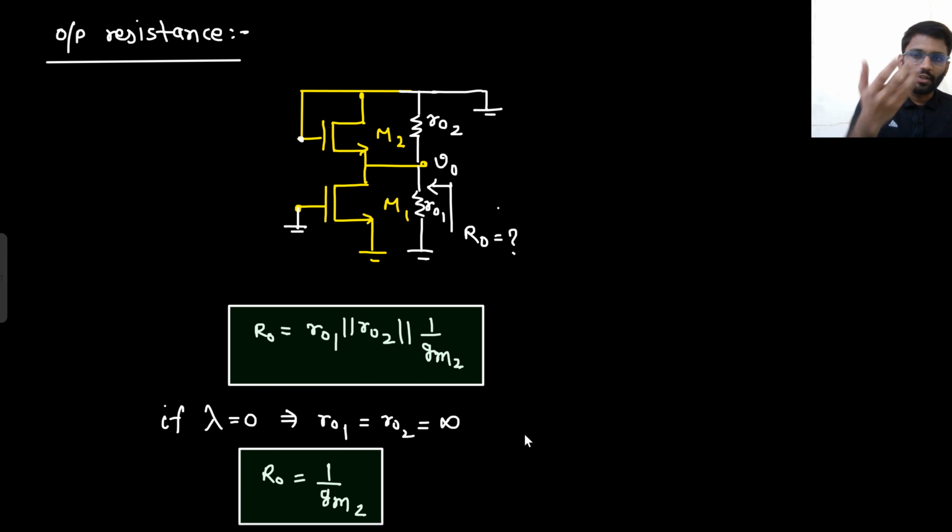What was the output resistance? For output resistance, the input will be shorted. So in M1, there is no current. M1 is simply open circuited. If M1 is open circuited, from vo to ground, what do you see? You see 1 by gm2 parallel with ro2 parallel with ro1. And if ro1 and ro2 are infinity, from vo to ground you could see only 1 by gm2.